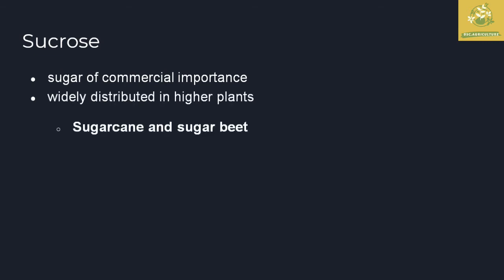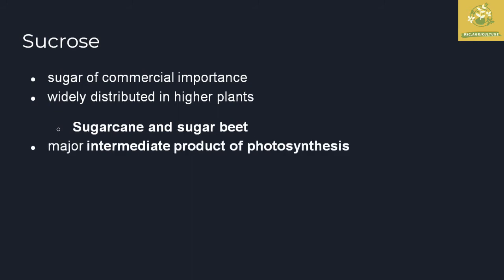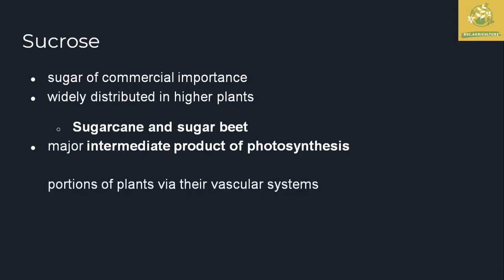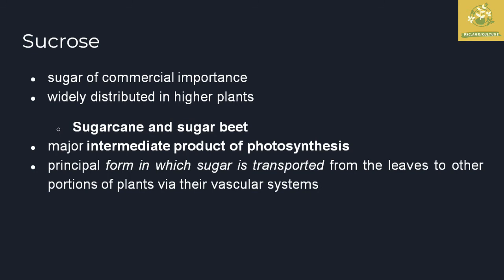Next we are going to see sucrose, which is a commercially important sugar widely distributed in high sugar yielding plants like sugarcane and sugar beet. The majority of the intermediate products of photosynthesis are used to produce sucrose in plants. It is the principal form in which sugar is transported to the leaves and other portions of the plant via the vascular system. This is how sucrose is transported in plants.